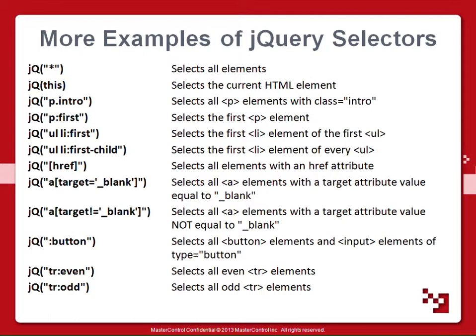P with a colon, and then first would be the first P element that shows up sequentially on your form. And then, of course, some of these others have to do with lists. There's something for href, which is a link. Buttons, anyway, there's a lot of options here. And this is where I would encourage you to do your own research and learn some of these.